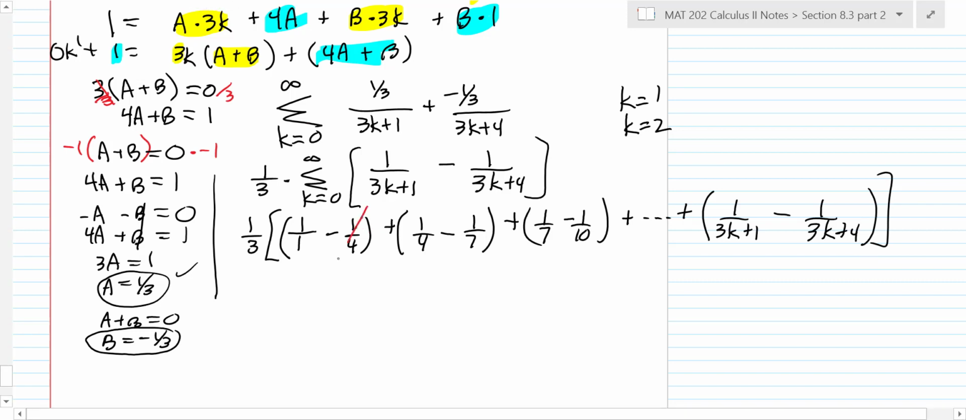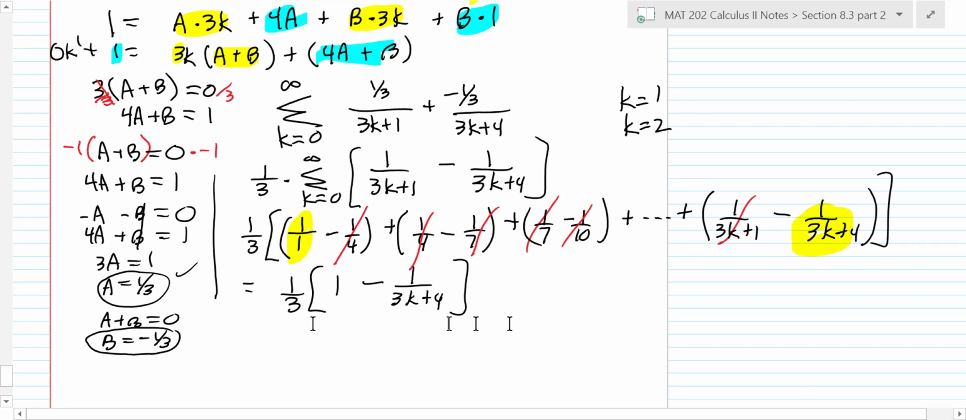So what's going to happen is that's going to cancel, that's going to cancel, that's going to cancel. Like we learned, everything is in fact going to cancel except that and that. And we are doing an infinite series, so we're going to have to do a limit. So what we're left with is 1/3 times 1 minus 1 over 3k plus 4, like that. That would be just basically a formula for that infinite series. So what we're going to do now is the limit as k goes to infinity of this whole thing right here.